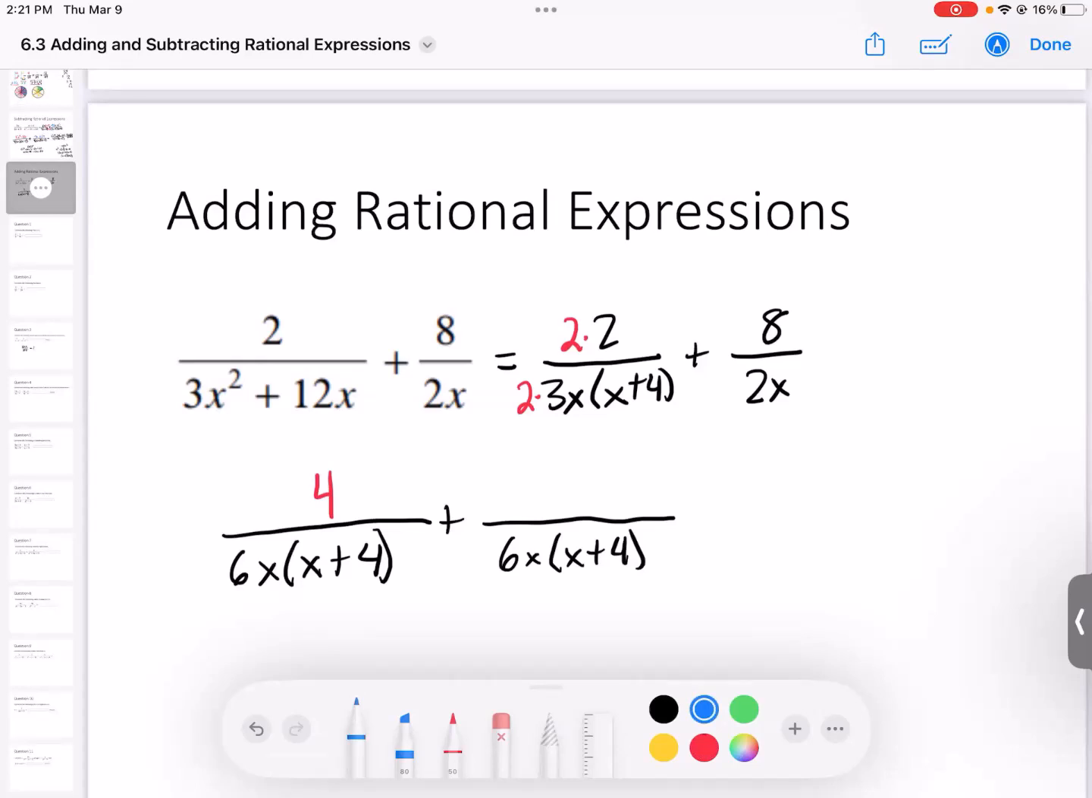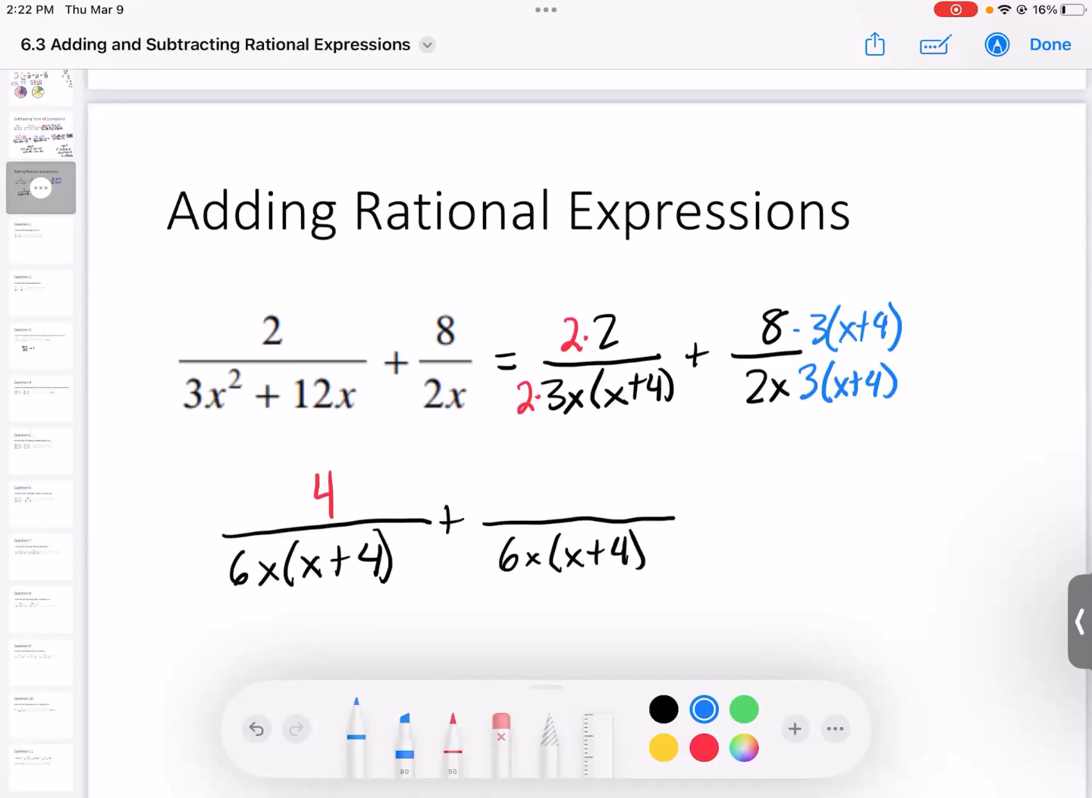Then on this one, I need to look at what's missing as well. So I say, okay, well, I have a 2, but I need a 6. So what do I need to multiply this fraction by? A 3, right? Because 3 times 2 will give me the 6. So I need to multiply the top and the bottom by 3. And then I also have to multiply by the x plus 4 because that's the other thing that's missing. Everybody good with that?